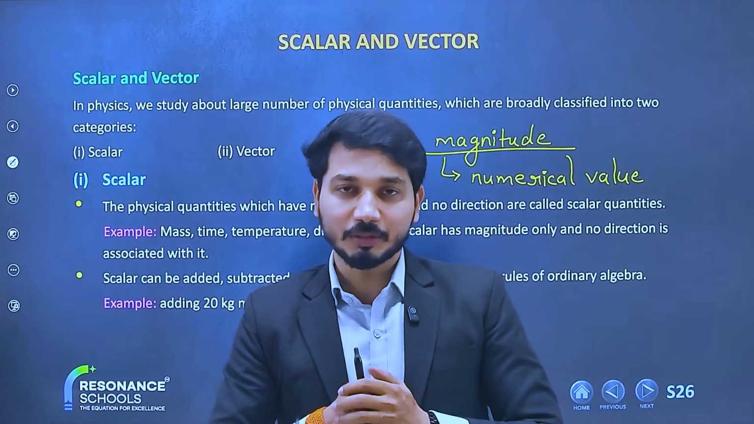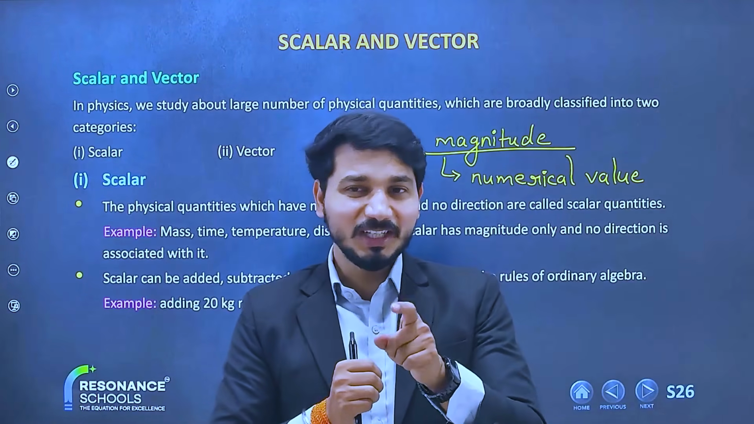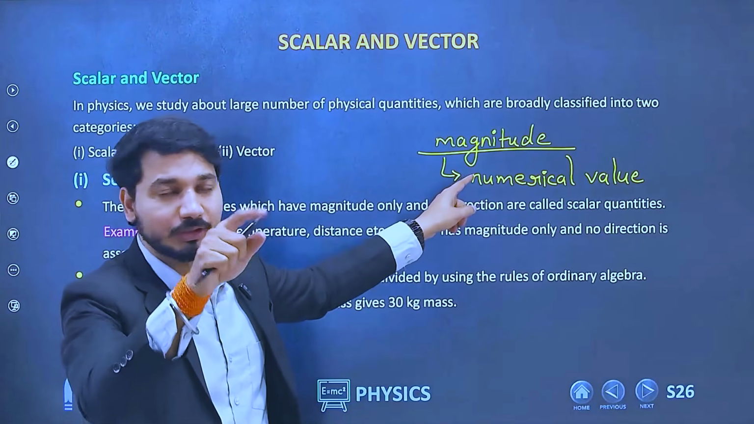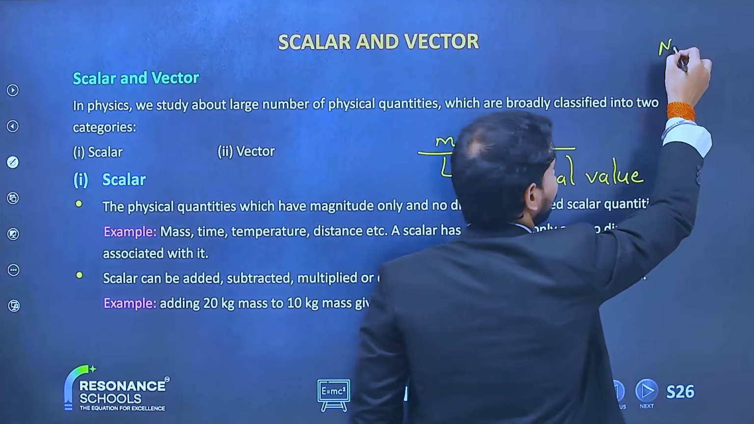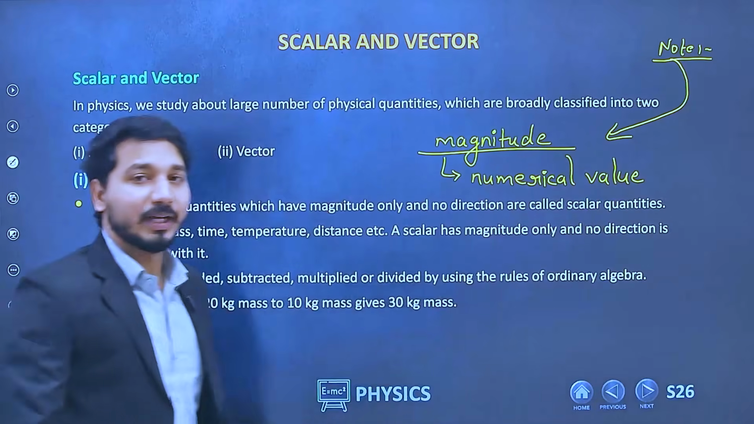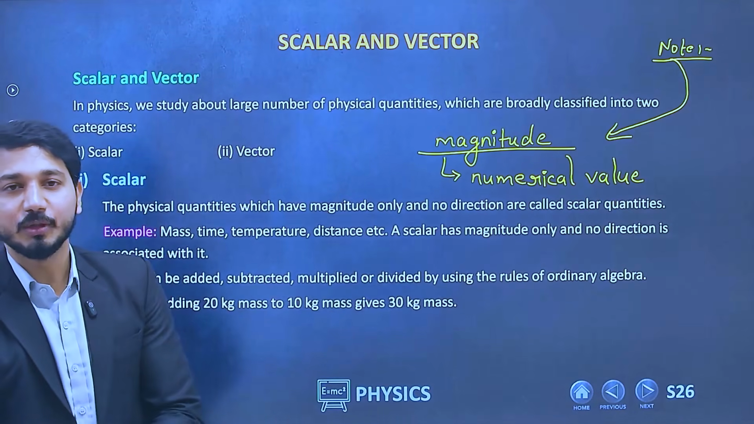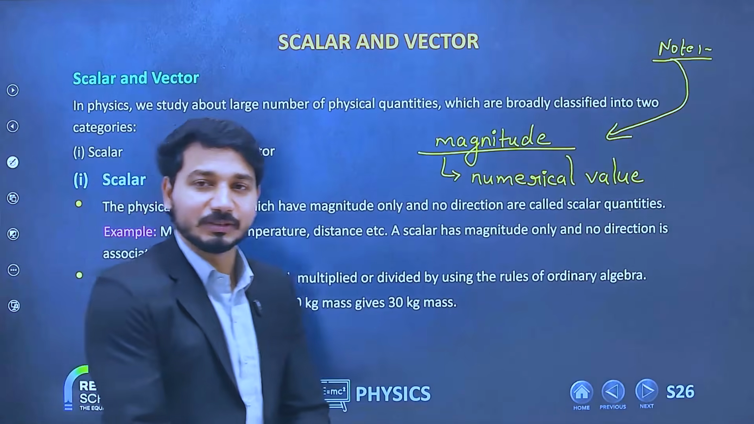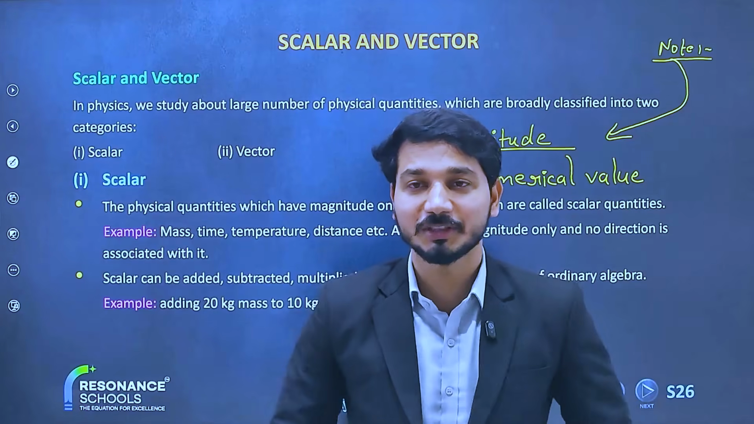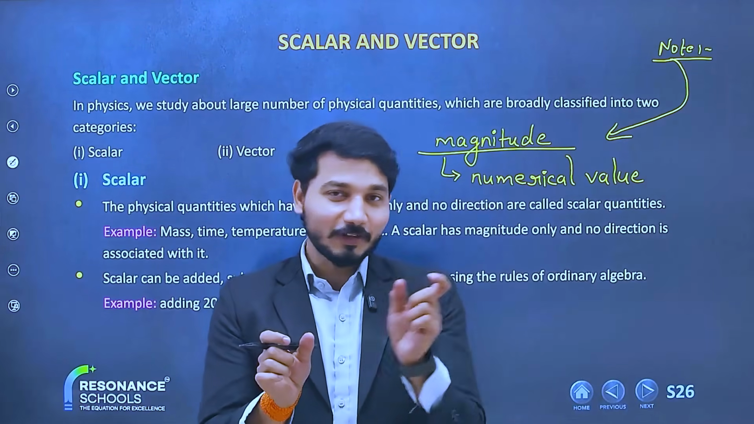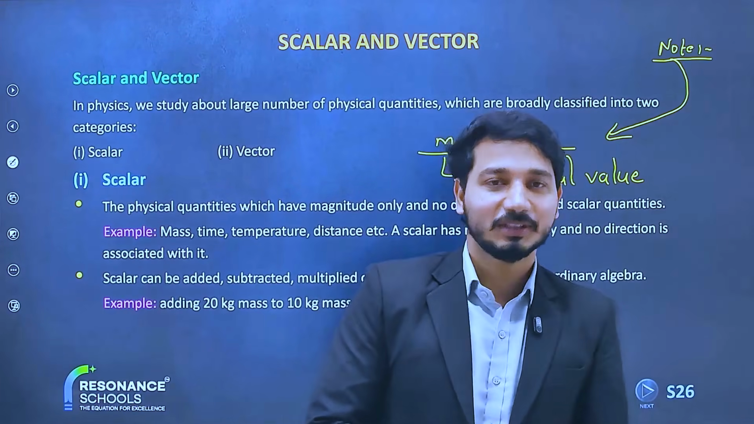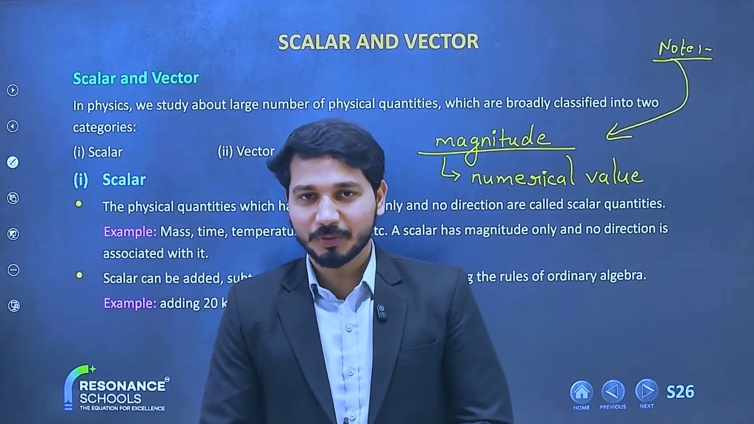Now coming again to scalar quantities, and for those who don't know the meaning of magnitude, I have written on the board, you can note it down somewhere at the corner of the notebook. Magnitude means numerical value. The numbers present before any unit are called magnitude. So in 5 kg, 5 is the magnitude. 10 kg, 10 is the magnitude. 18 kg, 18 is the magnitude, right? I hope everyone understood now.